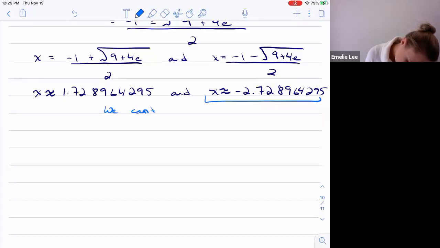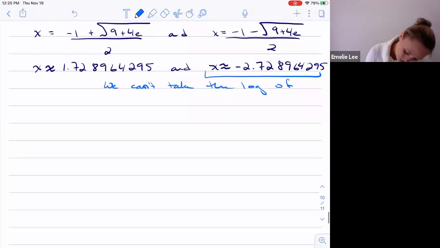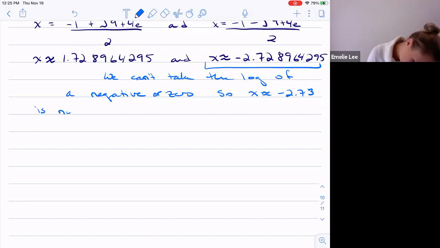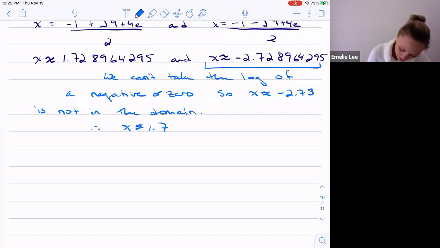We can't take the log of a negative or zero. I should say or zero. So x is roughly negative 2.73 is not in the domain. Therefore, x equals roughly 1.729 is the only solution.